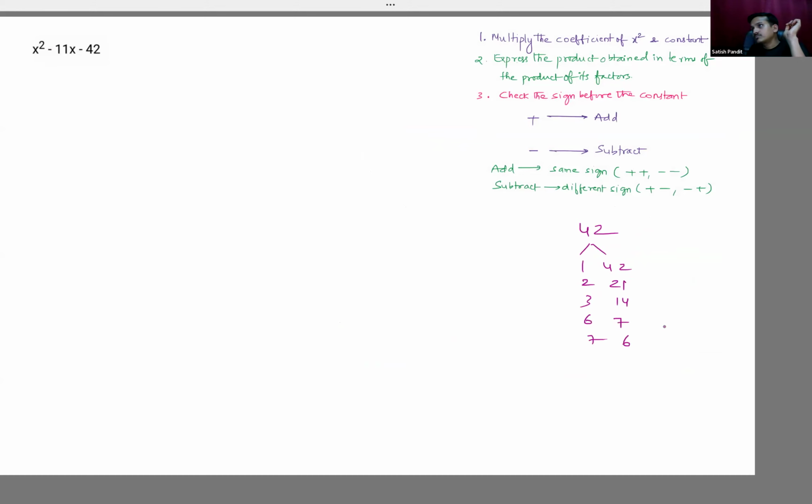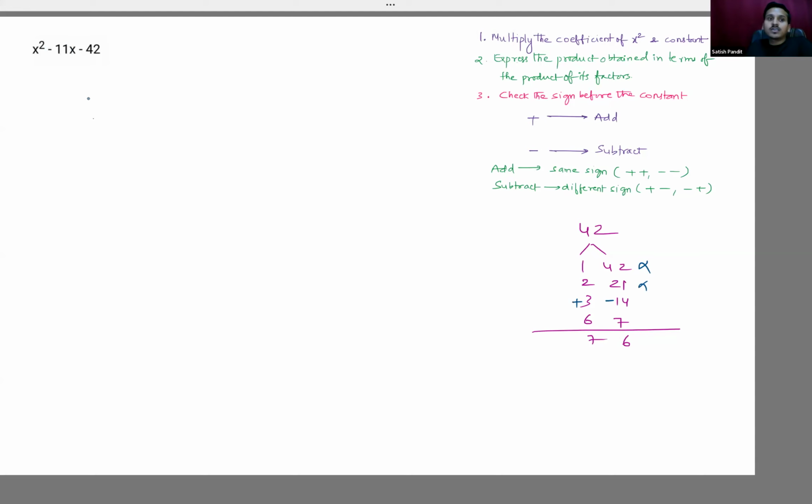Okay. Now, whenever we see repetition, we stop, right? And then we look at the sign before the constant, which is negative. Negative means we have to subtract to get minus 11x, minus 11. See, if you subtract 1 and 42, this is not possible. If you subtract these two, no, not possible. Yes. If you subtract 14 and 3, you'll get 11, right? But we need minus 11. That means this should be negative, this should be positive. Is that clear? Because if you subtract these two, you'll get 1, depending on the signs of the numbers, either plus 1 or minus 1.